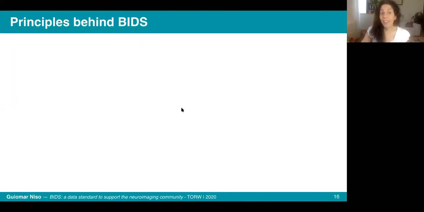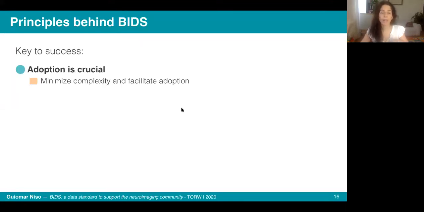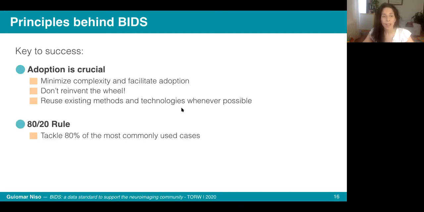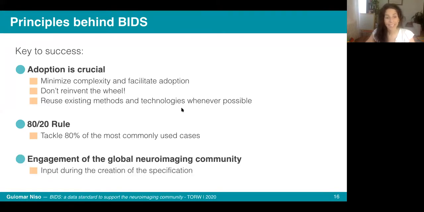So the key principles behind BIDS are adoption, the first one, which is crucial. We want to minimize complexity and facilitate adoption. So we don't want to reinvent the wheel. We want to reuse existing methods and technologies whenever possible. Another key rule is the 80-20 rule, which tackles 80% of the most commonly used cases. And finally, the engagement of the global neuroimaging community. The input of the global neuroimaging community is really important, especially during the creation of the specification.